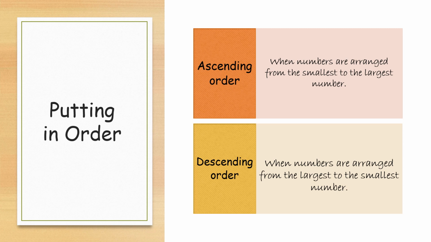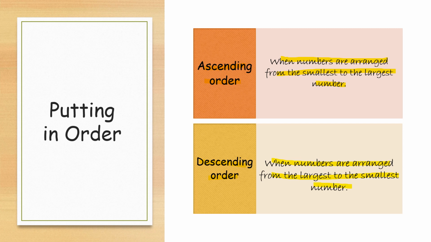Ascending means when numbers are arranged from the smallest to the largest numbers. Means we write the smaller number first and then we go towards larger numbers. But in descending order, numbers are arranged from largest to the smallest number.